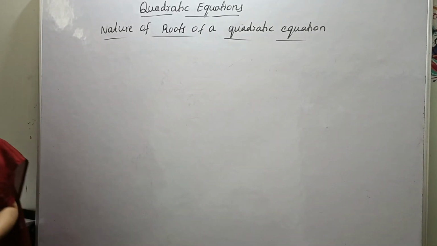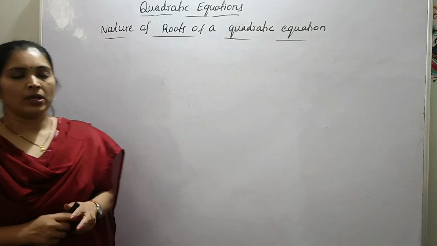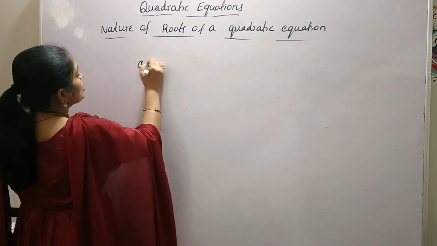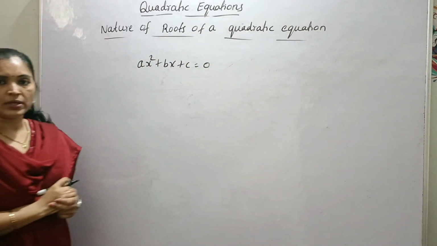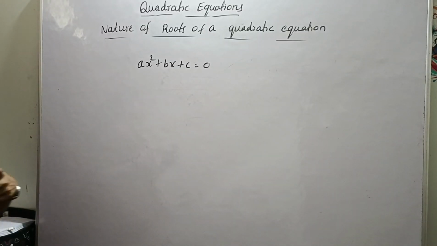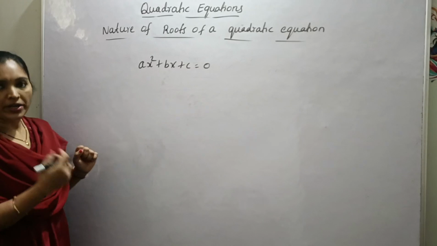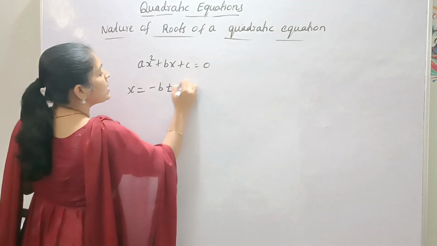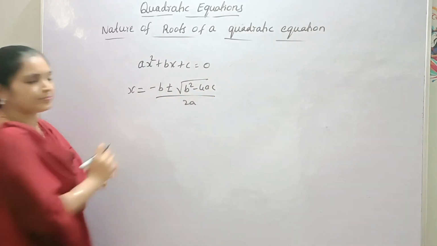Hello everyone, today we are going through the nature of roots of a quadratic equation. First of all, let's write the standard form of a quadratic equation: ax² + bx + c = 0. And we know how to find the roots of a quadratic equation using the quadratic formula, that is x = (-b ± √(b² - 4ac)) / 2a.